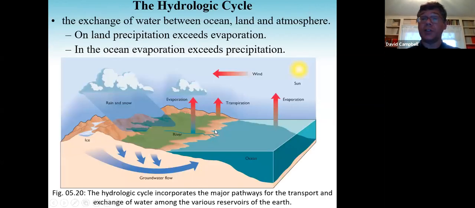So we have the hydrologic cycle or the water cycle. Water at the surface can evaporate, travel around in the air, eventually condenses, forms clouds, can fall as precipitation, rain or snow, maybe hail or sleet. Or you can have condensation on the surface like dew or frost.